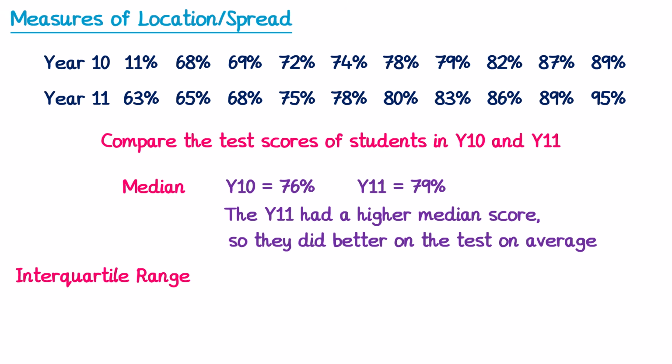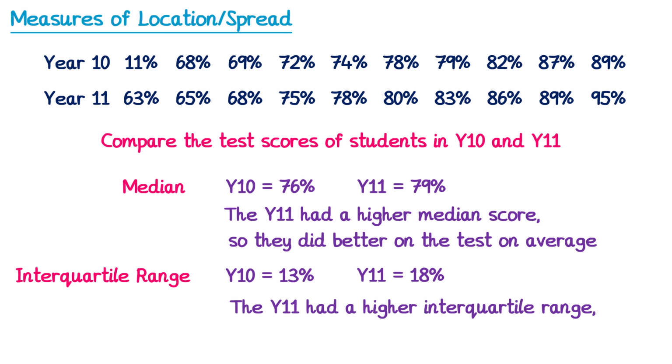Once again, I'm not going to repeat the whole calculation, but to get the interquartile range for Year 10, we would look at this one, the lower quartile, and this one, the upper quartile, and subtract them. If we subtracted these, we get 13%. If we do the same idea for Year 11, and subtract the lower quartile from the upper quartile, we end up with 18%. So when comparing the interquartile ranges, we could say that Year 11 had a higher interquartile range.